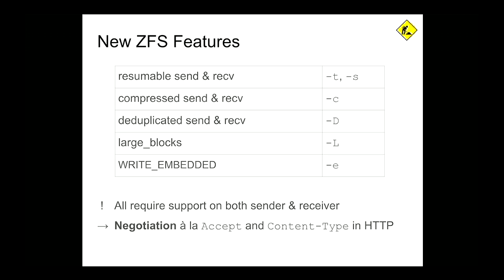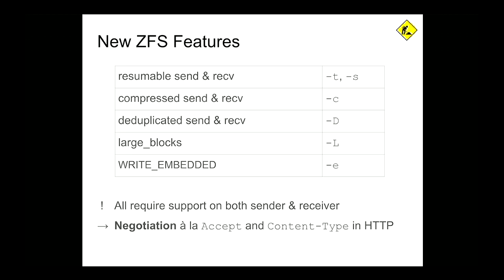New ZFS features. This is probably the most interesting aspect of a new solution here. So, of course, resumable send and receive is kind of everywhere right now, so I would like to use it. But there's also compressed send and receive and deduplicated send and receive. If you have deduplication enabled, this is probably interesting for you. And then large blocks and write embedded. I don't have a personal use case for that, but they exist, and why not also support them?